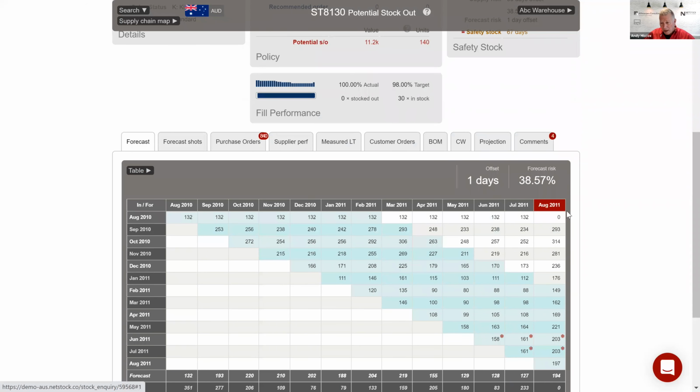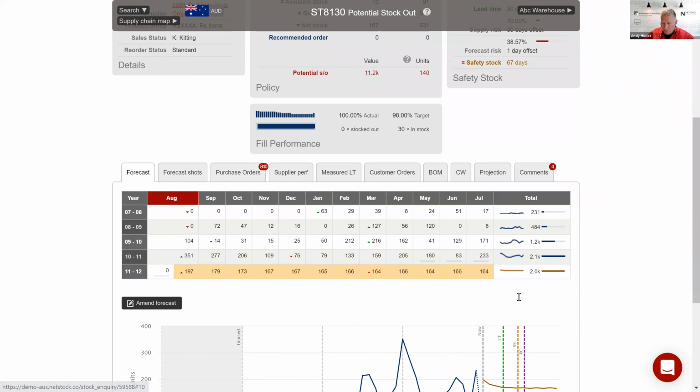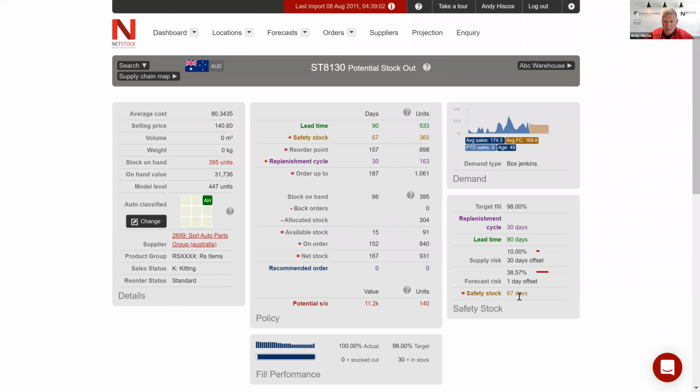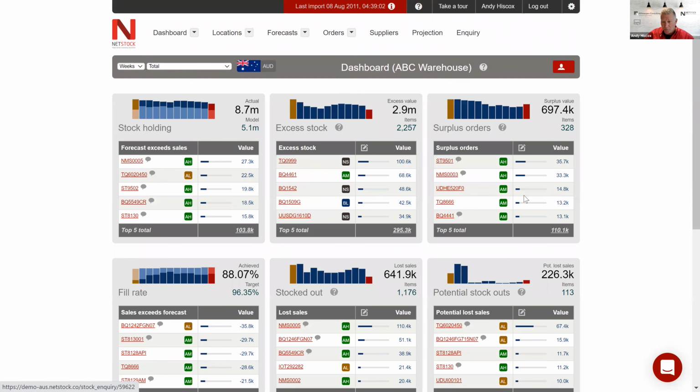So clearly, I have much higher forecast risk here as well. For the same level of fill rate, I need treble the amount of safety stock. So the risk profile and the fill rate are now having a direct influence on the optimal amount of stock that I need to hold to support these different products.